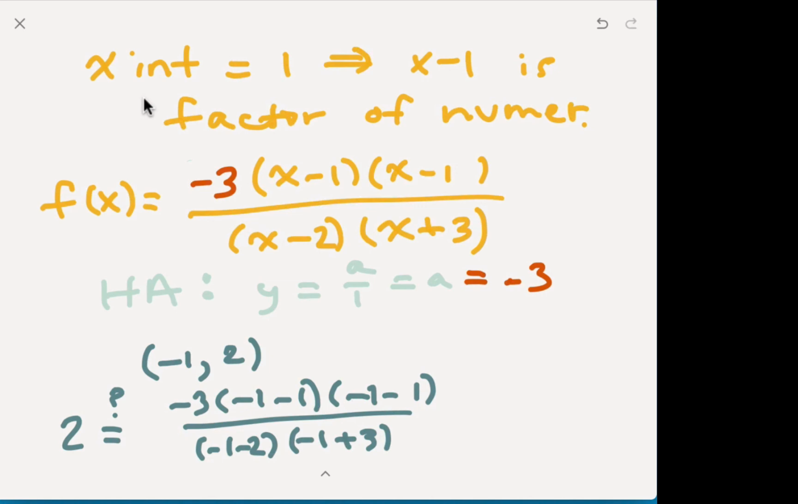But I get -3 times -2 times -2, so I get 4. And I get -3 times 2. Is that going to equal 2? So in this case, that point worked as a check. There are other times where you need to use that point to find out what A is.